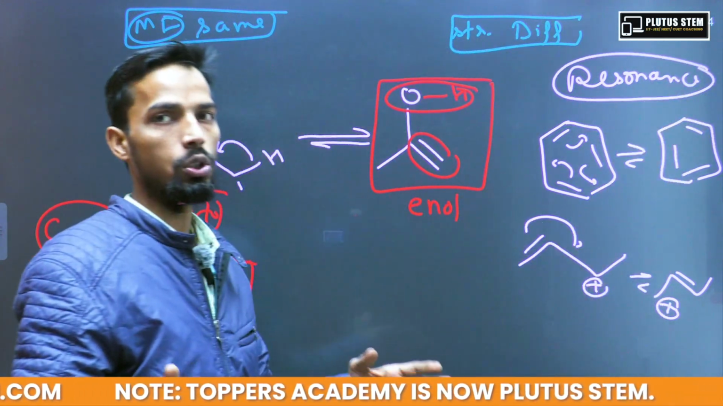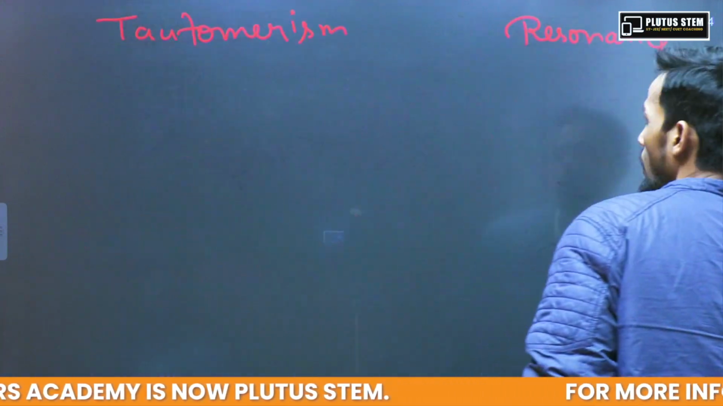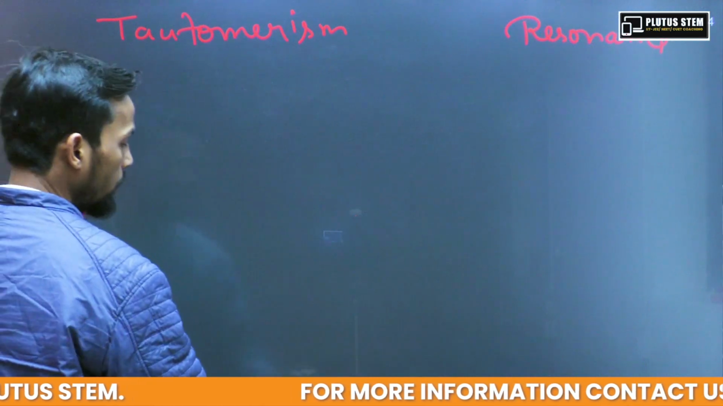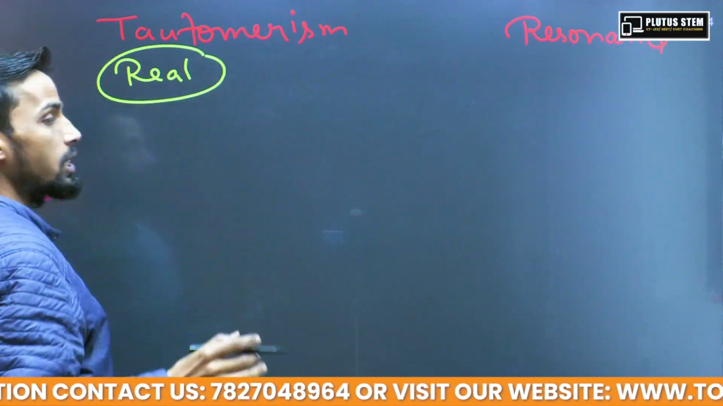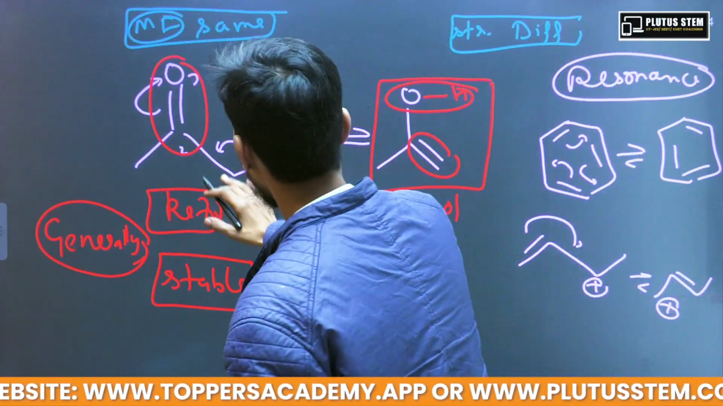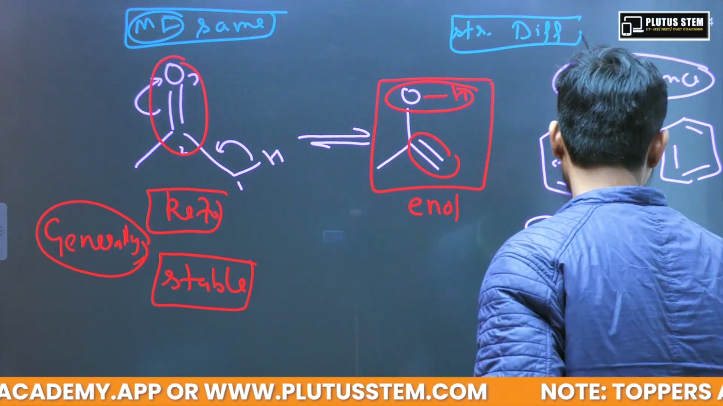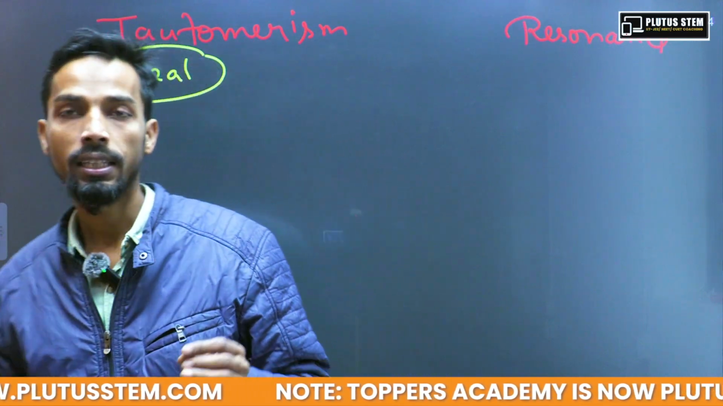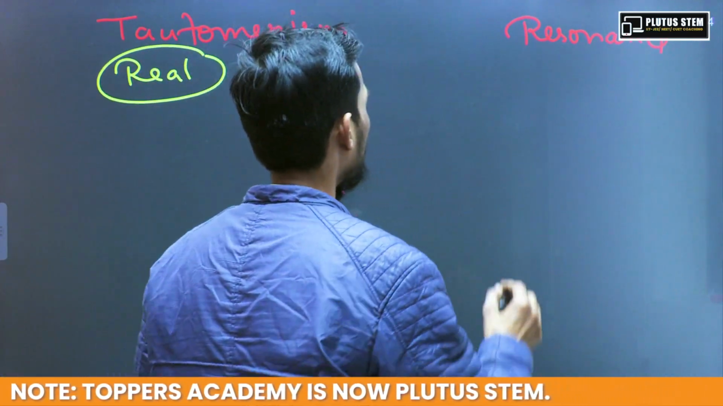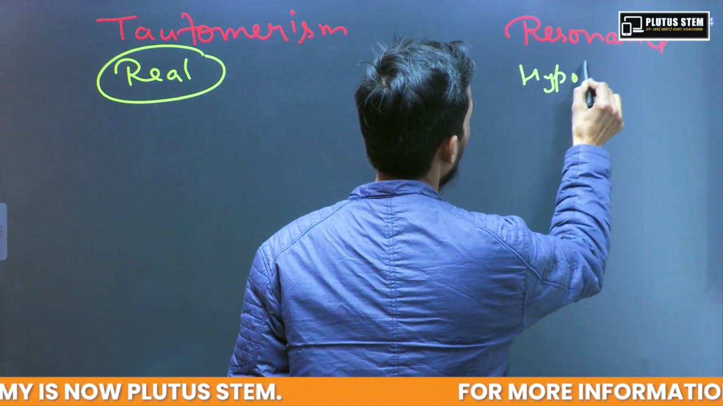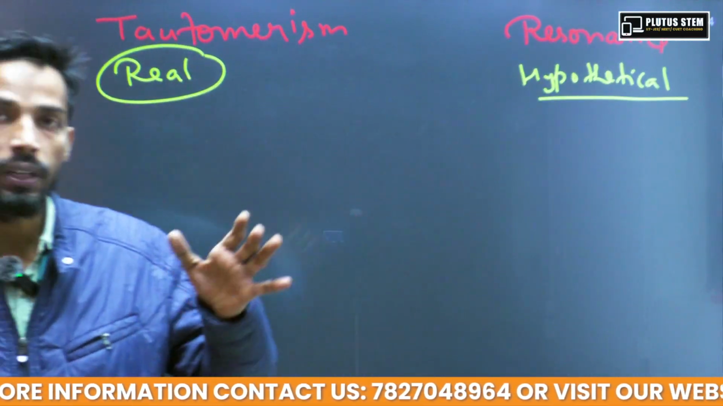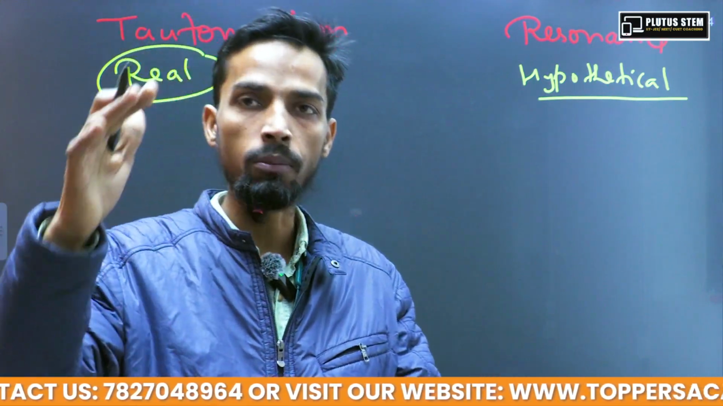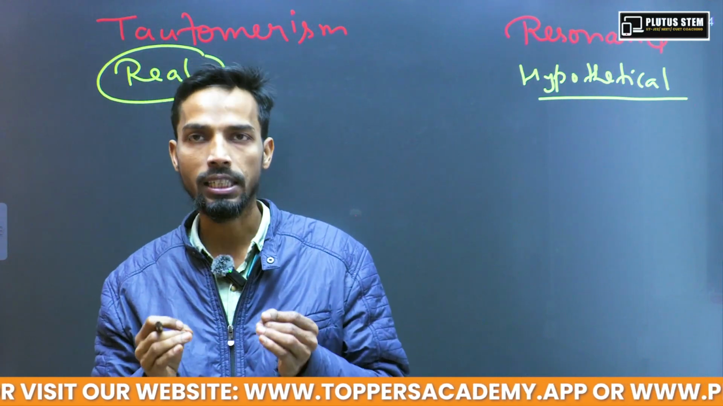before going to the subclasses of tautomerism. This tautomerism is a real phenomenon. It really exists within a molecule. Once we find the molecule, we will see the keto form, and after that it will convert into the enol form. But resonance is a hypothetical phenomenon, in which we assume that these bonds are moving like this. That's why they show such properties.